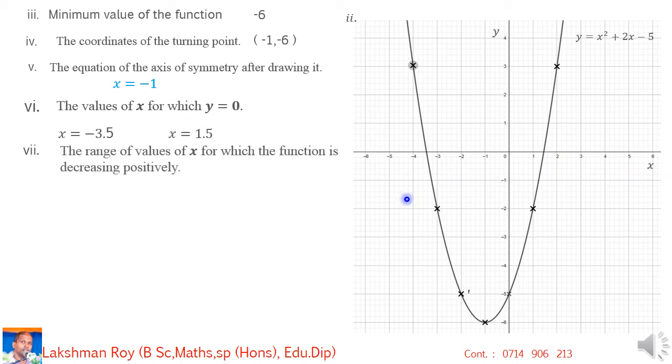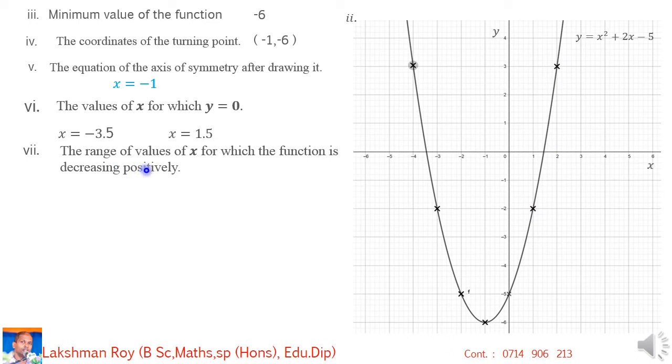So let's move to the next question, Roman number 7. See, an important one. The range of values of x for which the function is decreasing positively, right? You know, function decreasing, increasing, positively, negatively, those, right? So try to understand. If you start from this point, what happened to the graph? In this way, that means decreasing, up to this point. Then that is increasing, right?